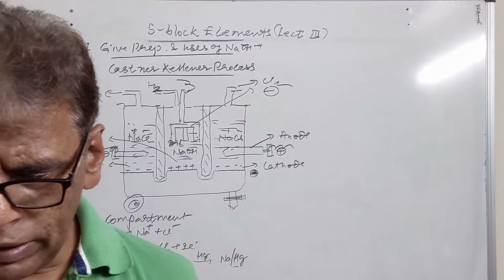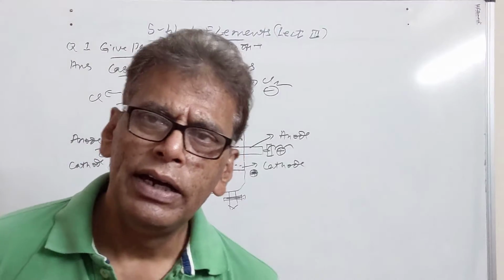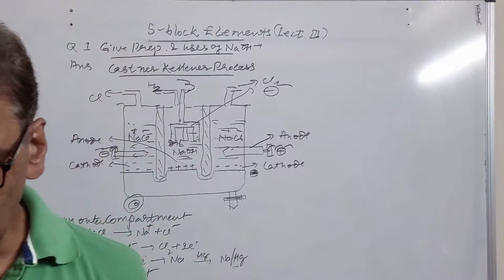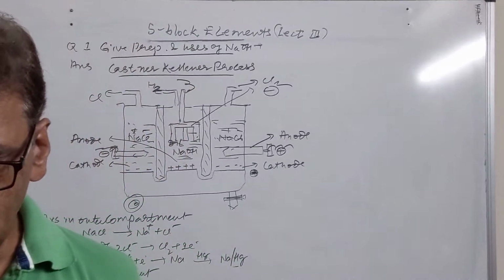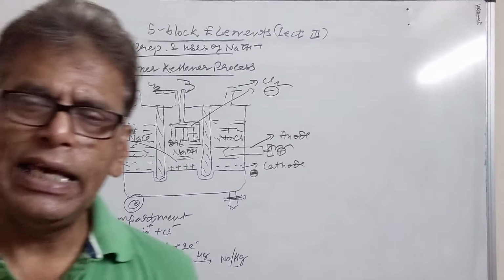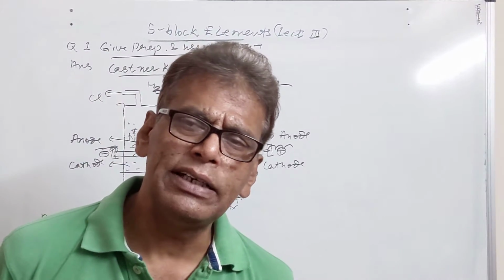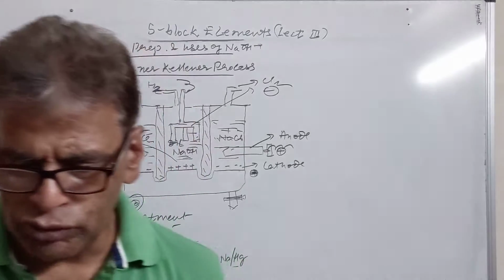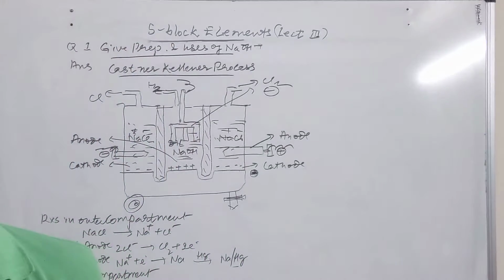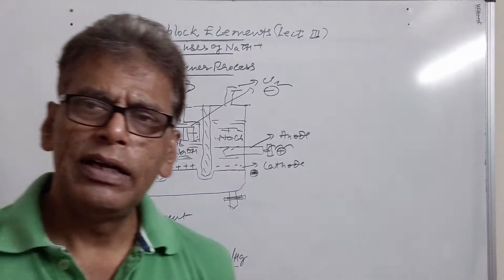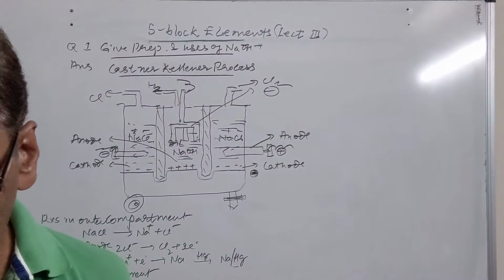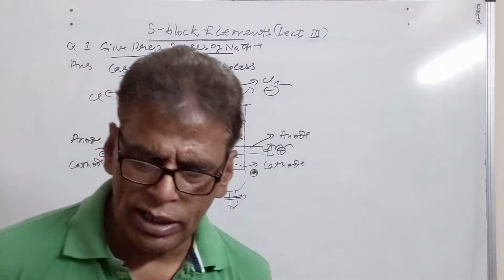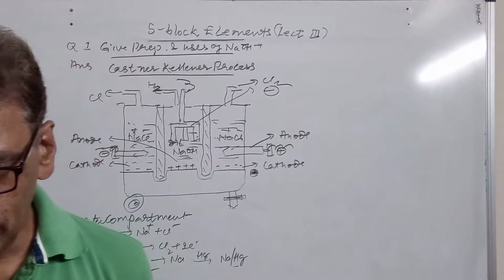Then we have properties and uses of NaOH. It is a white crystalline solid. Its melting point is 591 Kelvin. It is soluble in water. It is deliquescent. Deliquescent means it can absorb moisture from the atmosphere, and it is hygroscopic in nature, with a tendency to absorb moisture from the atmosphere. It reacts with carbon dioxide, producing sodium carbonate along with water.